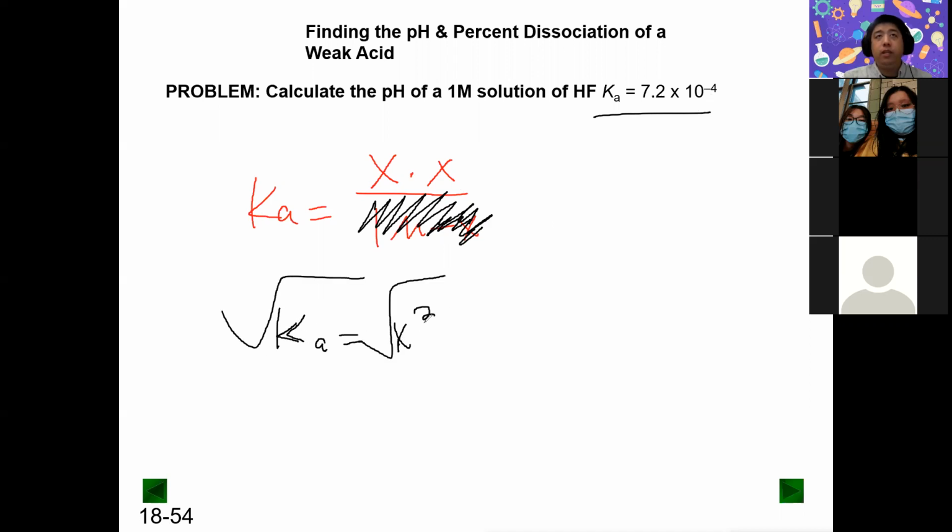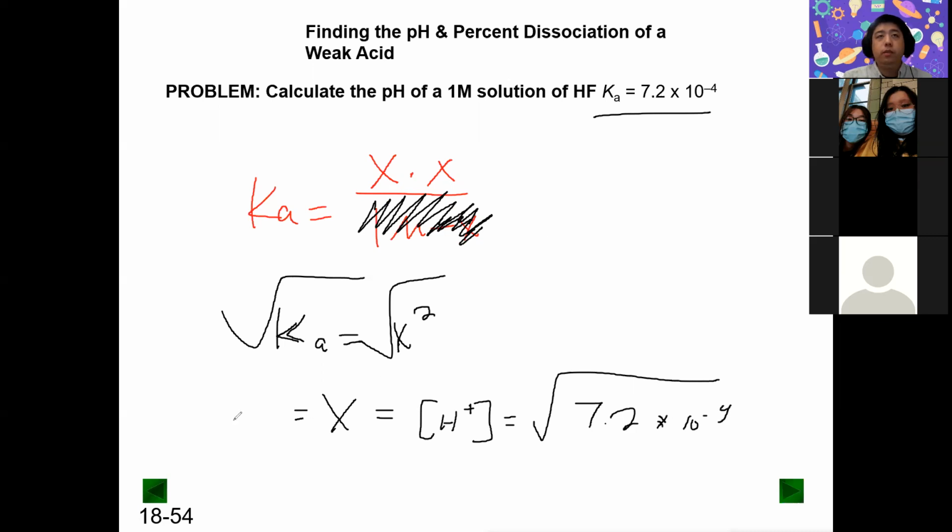I do the square root of Ka, square root of this. My X, which is equal to my H plus, happens to be equal to the square root of 7.2 times 10 to the negative 4, which comes out to about 2.7 times 10 to the negative 2, give or take. Okay? All right, any questions up to this step here?